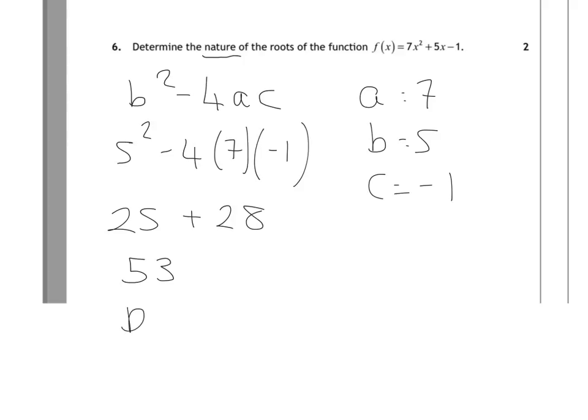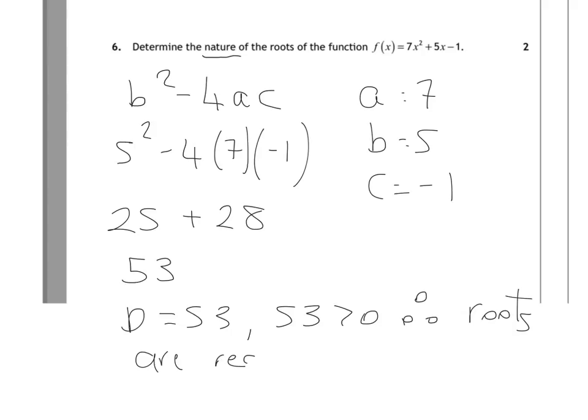So let's communicate that properly. D is equal to 53. 53 is greater than 0. Therefore, roots are real and distinct. Because remember, that's what you take from the discriminant being greater than 0, that the roots are real and distinct, and that's the end of the question.